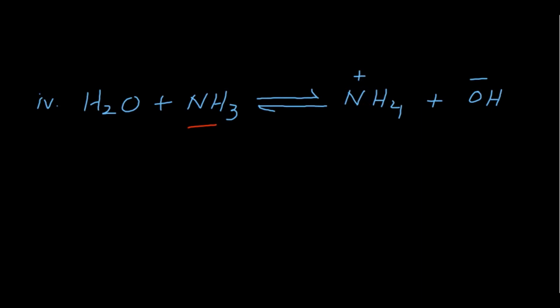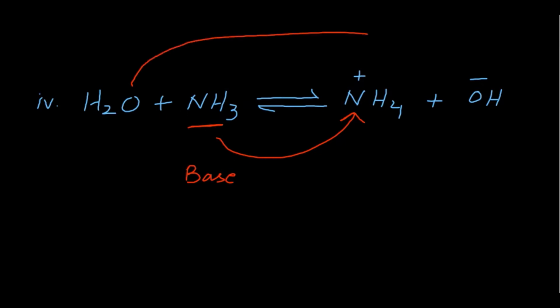Here we can notice NH3 changes to NH4 after accepting one proton from water. Since ammonia is proton acceptor, that's why it is Bronsted base. As we know, Bronsted bases are proton acceptors. Now water, after donating one proton to ammonia, changes to hydroxide. Since water is proton donor, that's why it is Bronsted acid. So in this reaction, water is Bronsted acid while ammonia is Bronsted base.